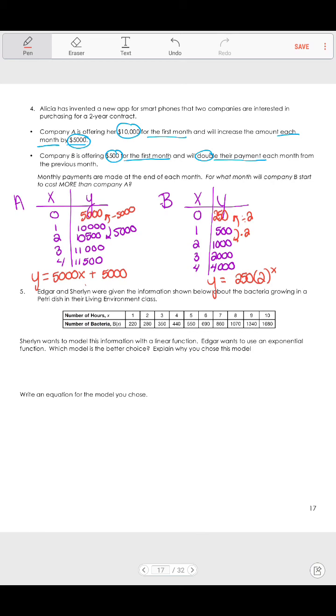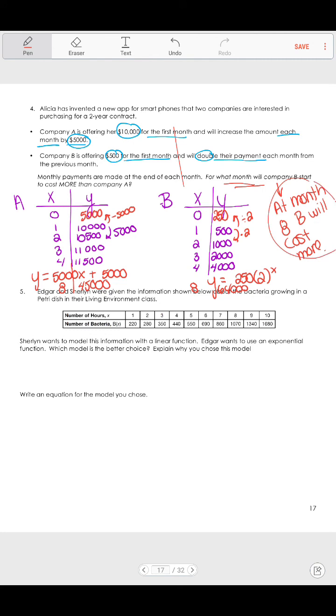So what I'm going to do is plug these both into y equals. The reason I'm doing that is because I want to see in the table which month Company B will start to cost more than Company A. So looking at my table, at month 8, if this table continued, Company A is making $45,000, but Company B at month 8 is now making $64,000, which means at month 8, B will cost more.